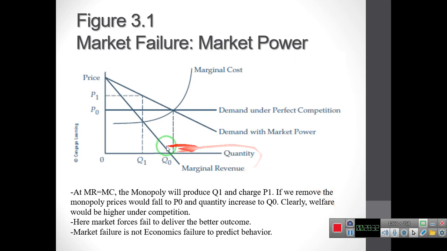I guess I already talked about this. This is the case of a monopoly that sets the quantity where marginal revenue equals marginal cost, and then they set the price based on that quantity. The final quantity in this case will be Q1. It's much lower than Q0. So society's welfare is lower. This is a failure.